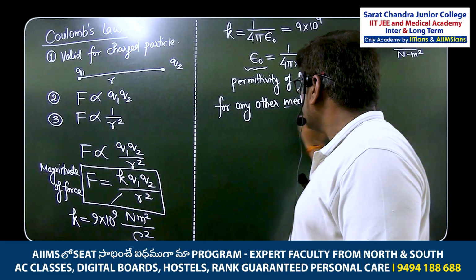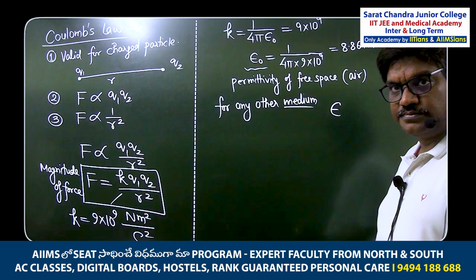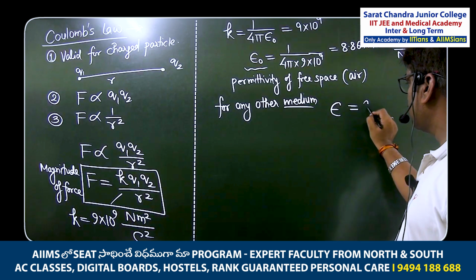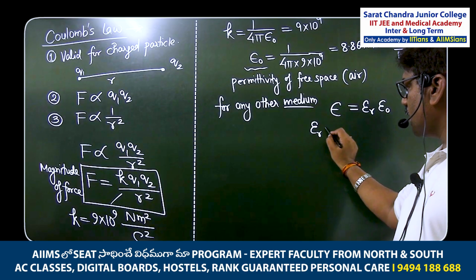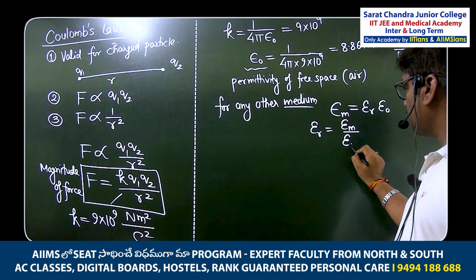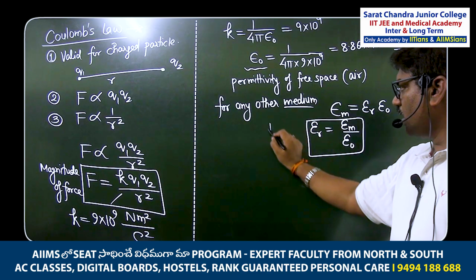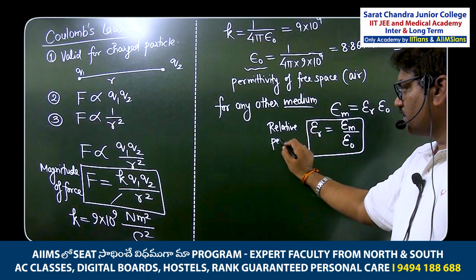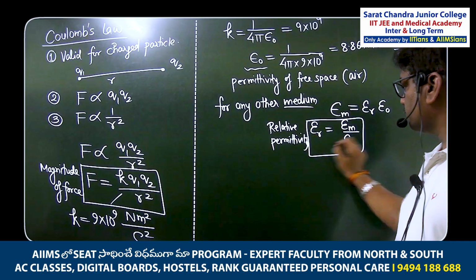this permittivity is given by epsilon, which is given as epsilon naught epsilon R. This epsilon R is the permittivity of the medium divided by the permittivity of air, and this is called relative permittivity. Its value is always greater than 1.